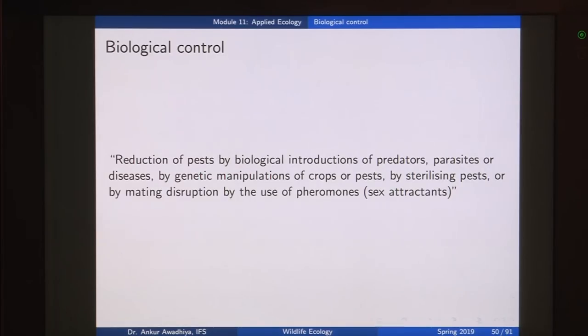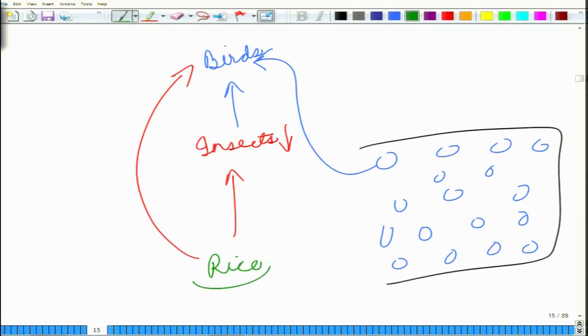So, it is reduction of pests by biological introductions of predators. Now, in place of predators, you can also make use of parasites or diseases, or by genetic manipulations of crops or pests. When we talk about genetic manipulation, probably you can have a particular rice variety that is more resistant to the impacts of insects.